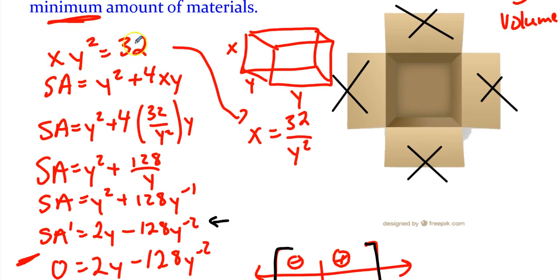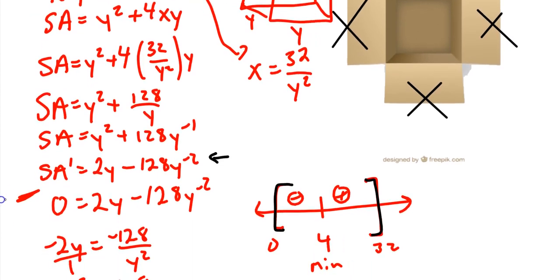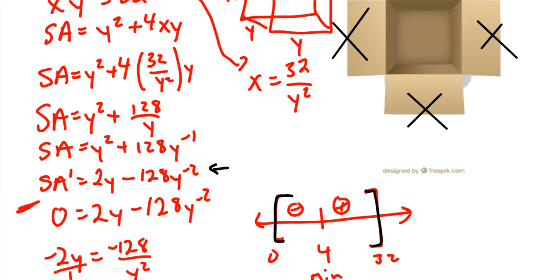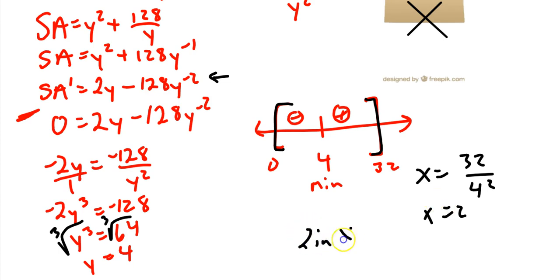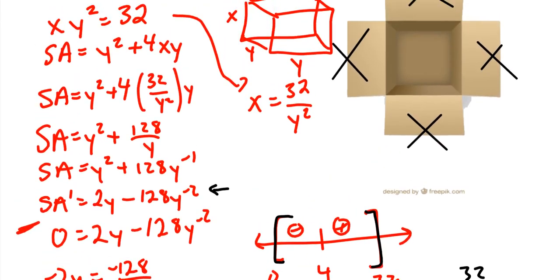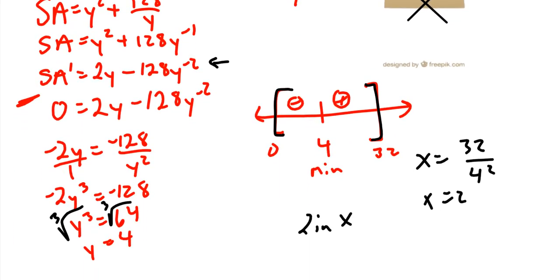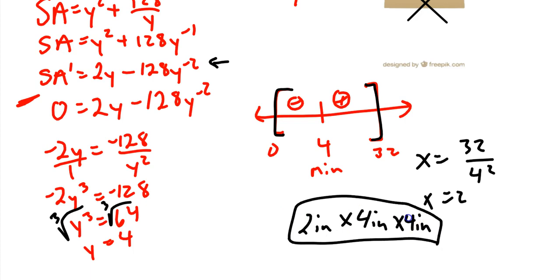So I'm going to go ahead and use what we did here with x equals 32 over y squared. So x equals 32 over y squared. Because we get our y value to be 4, that'd be over 4 squared. So we get an x value of 2. So our dimensions are going to be 2 inches by, and again, remember we had y and y as the base, so 2 inches, 4 inches, and 4 inches. This would be our dimensions of the box.